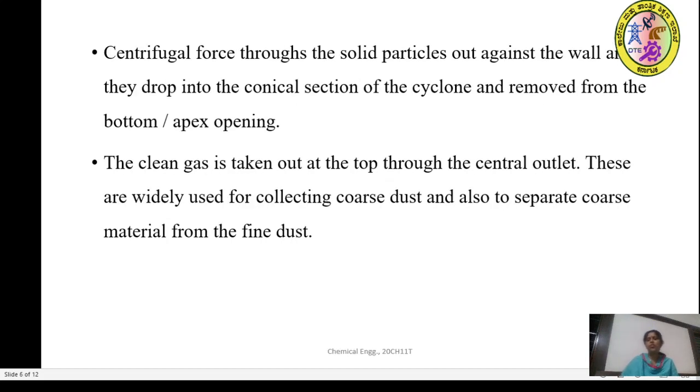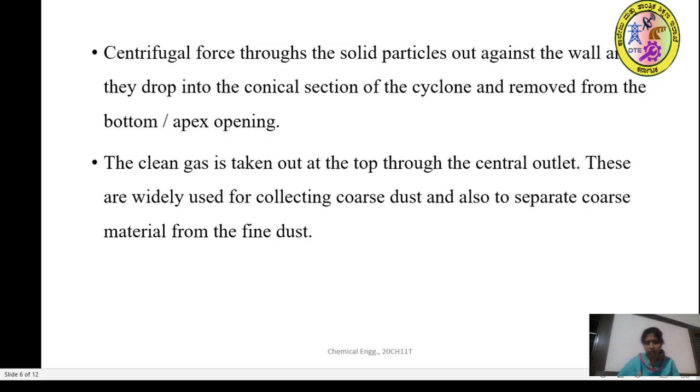So centrifugal force, what does it do? The solid particles, the dust in the dust gas, it will throw towards the walls of the cylinder. As they are thrown towards the walls of the cylinder, they drop to the conical section of the cyclone, and they are removed from the bottom of the apex opening.